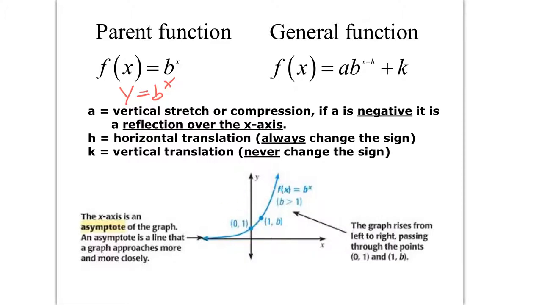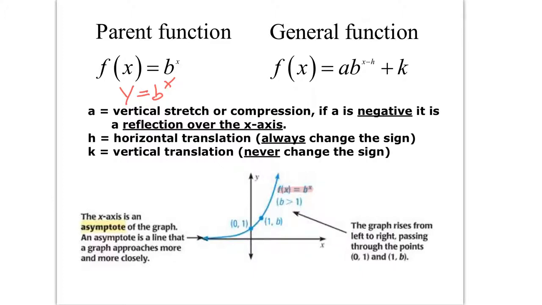So let's look at the picture. So the picture here, you guys have the curve, and if you look at the graph from left to right, it is going up, it's increasing, that's what we say. The graph is increasing because it's going up from left to right. And the asymptote is the x-axis when you have the parent function. Notice the function here, I'm going to highlight it. The parent function is f of x equals b to the x power. So for the parent function, the asymptote is the x-axis.